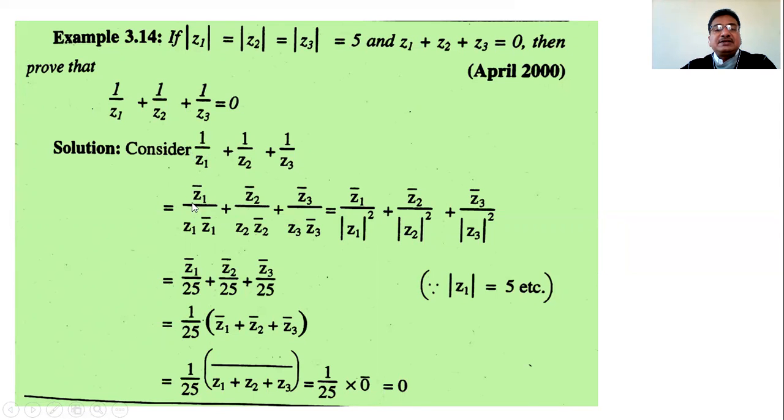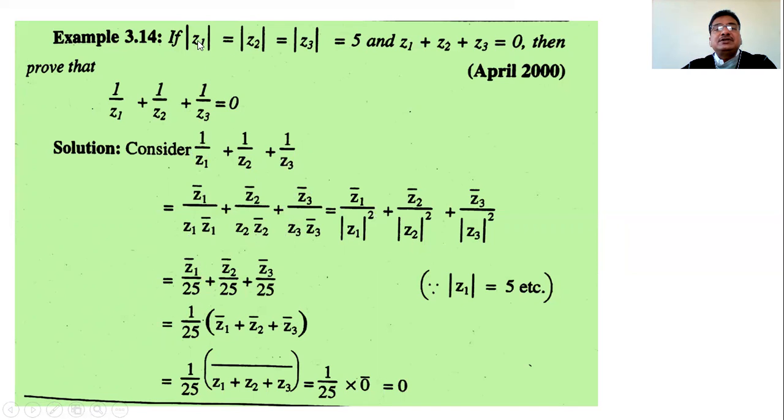Rationalize the denominator: multiply by Z1's conjugate and divide by its conjugate. Similarly here, multiply by Z2 bar and divide by Z2 bar. And here also multiply and divide by Z3 bar. And then Z1 into Z1 bar is mod Z1 square, this is mod Z2 square, mod Z3 square.